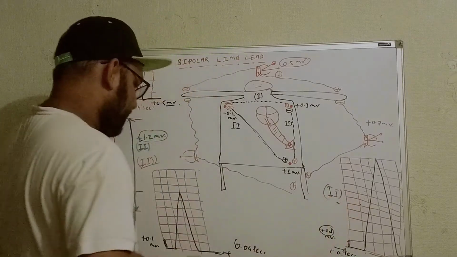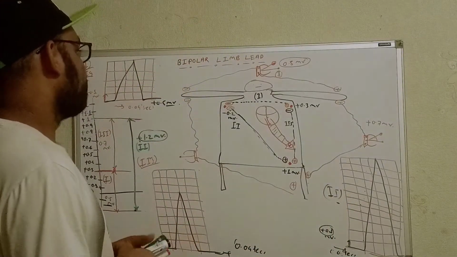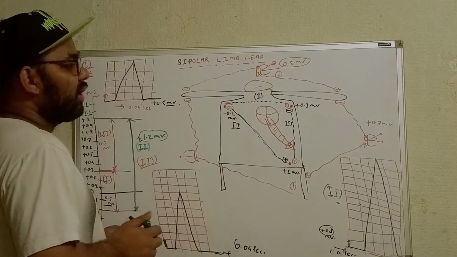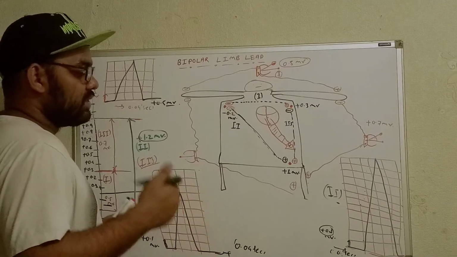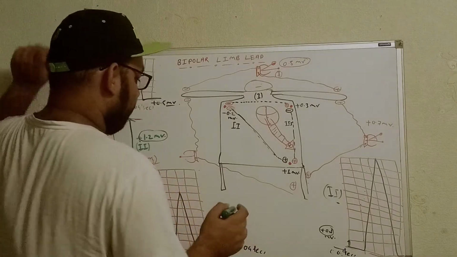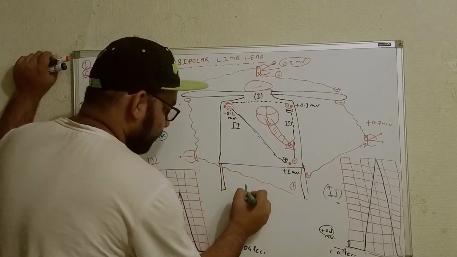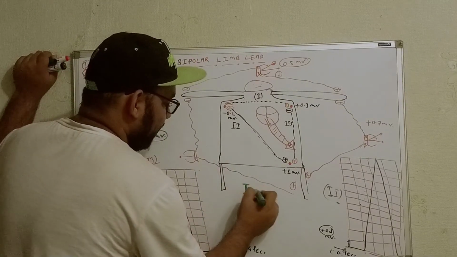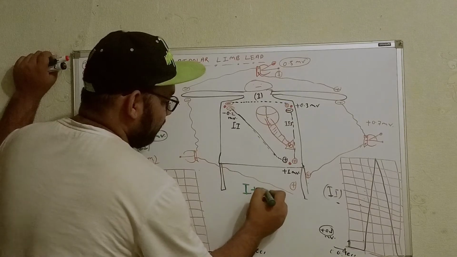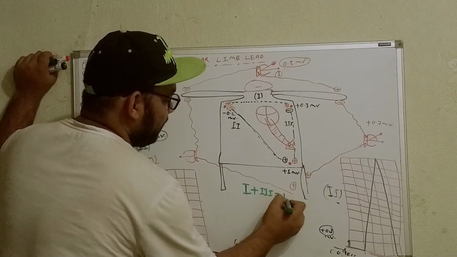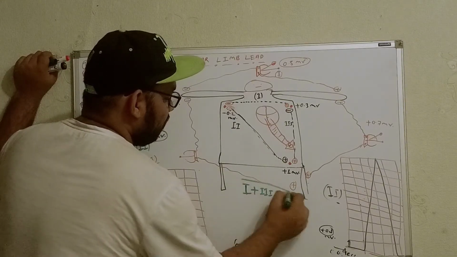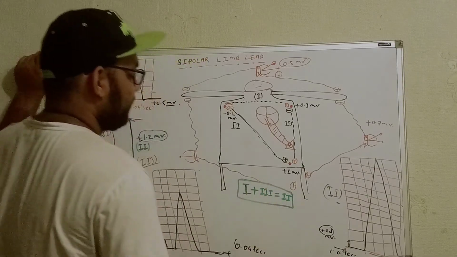Now what the scientist Einthoven said is that whatever electric potential we get in this way, there is always a rule, or we can say a formula: if we add lead number 1 and lead number 3, then we will get lead number 2. So that's the rule or formula given by Einthoven.